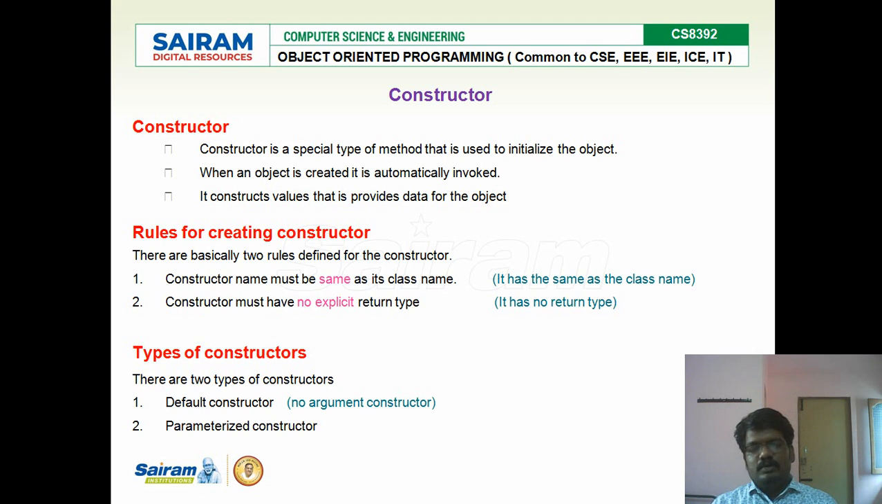And we have two types of constructor. One is the default constructor and the second type is the parameterized constructor. Default constructor is a constructor which has no argument. It should be empty. That is called a default constructor. And what is a parameterized constructor? Inside the constructor parentheses, we will have a number of arguments or parameters. That is called a parameterized constructor.